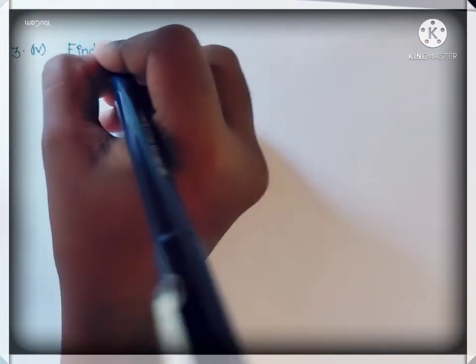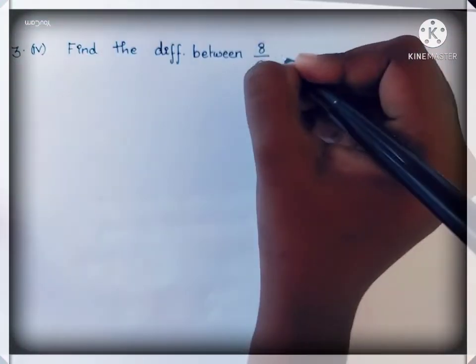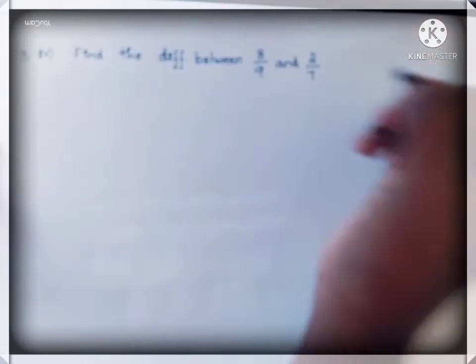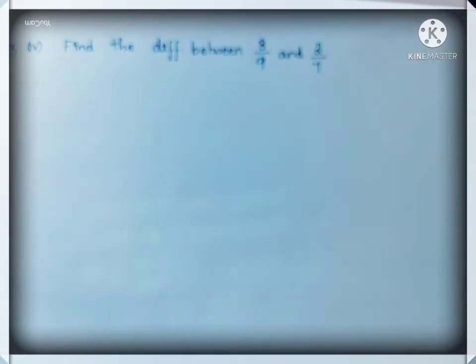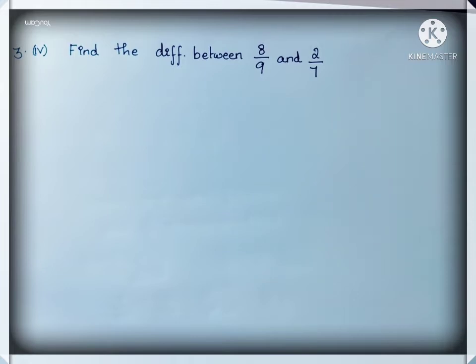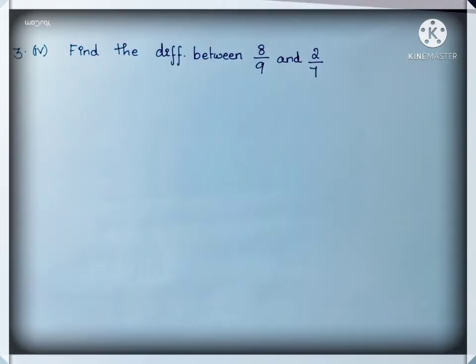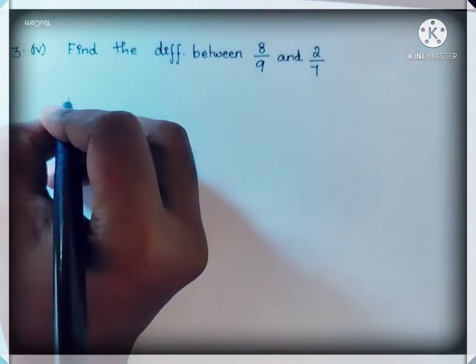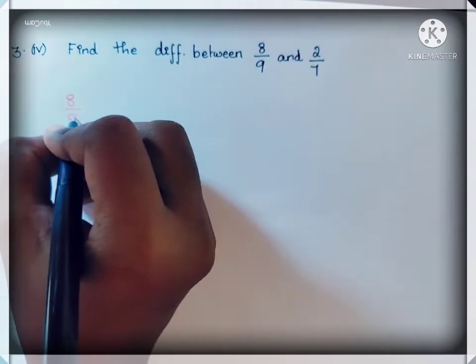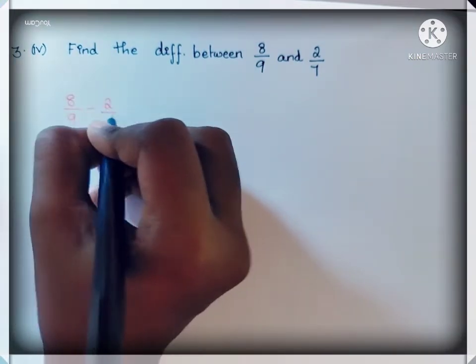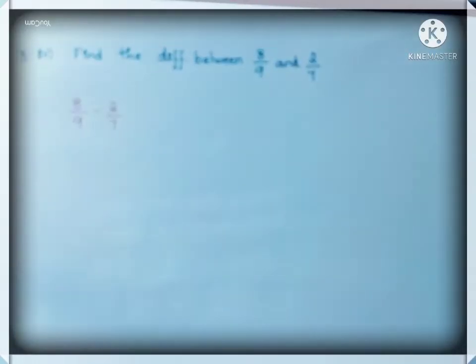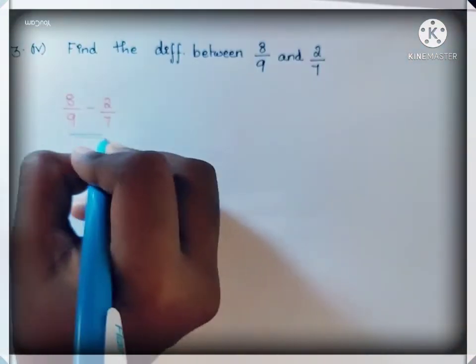Now let us move on to the fourth subdivision of the third question. Find the difference between 8 by 9 and 2 by 7. Finding the difference is very similar to finding the sum of unlike fractions. We need to proceed the same way we did for addition. The two unlike fractions given are 8 by 9 and 2 by 7. We need to find 8 by 9 minus 2 by 7.